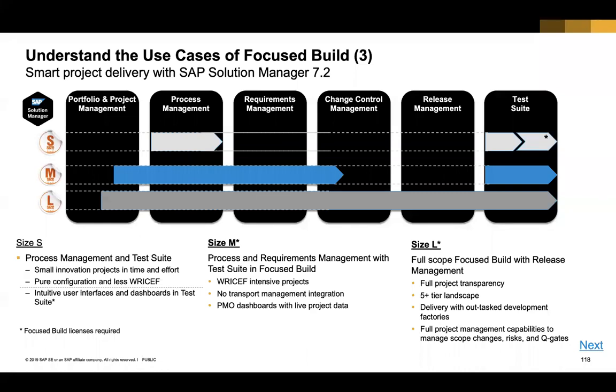Medium projects go with process management, requirements management, testing, and bits of Focus Build without transport management, meaning there is no release management, there is no ChaRM and transport management, but you would create requirements, work packages, track the status, and so on, and also do testing, but you don't have transport management, right? So some projects are doing it like that.